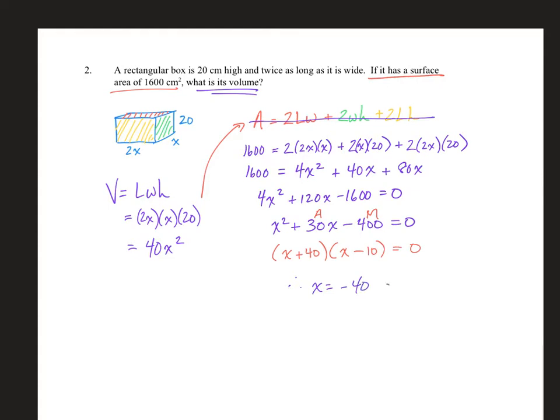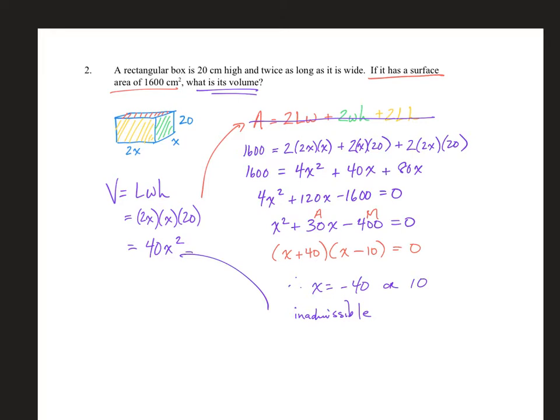Therefore, x equals negative 40 or 10. Clearly, the negative 40 is inadmissible. We cannot have a width of negative 40. And therefore, we can accept the 10 that is reasonable. Now, I don't have to put units on that 10 because what did the question ask for? It asked for the volume.